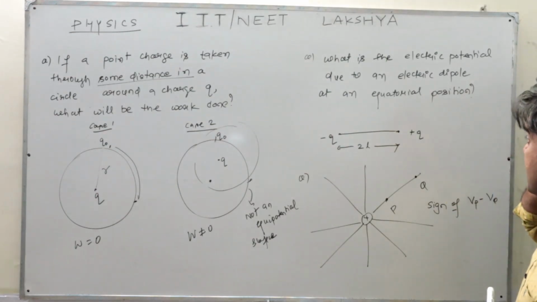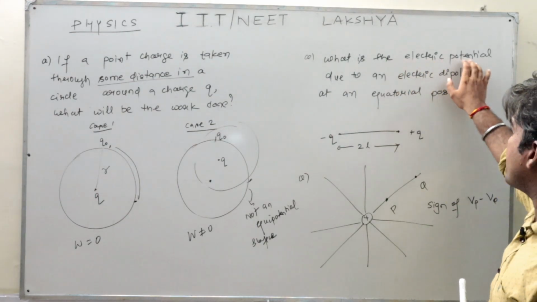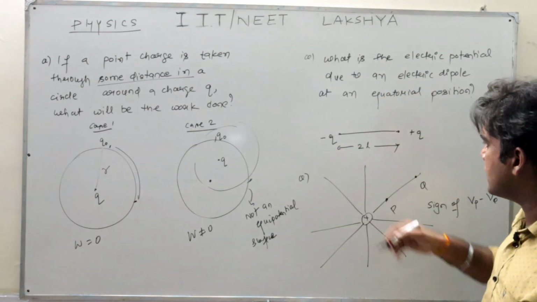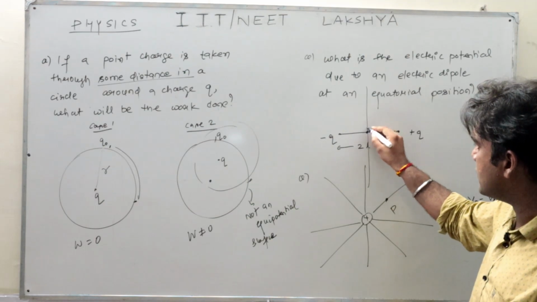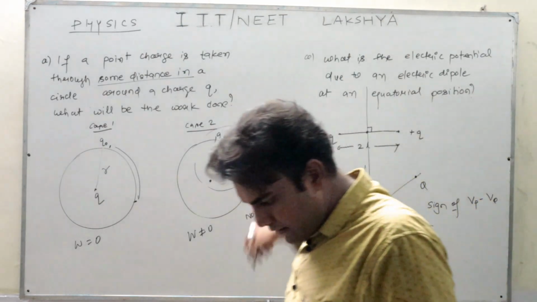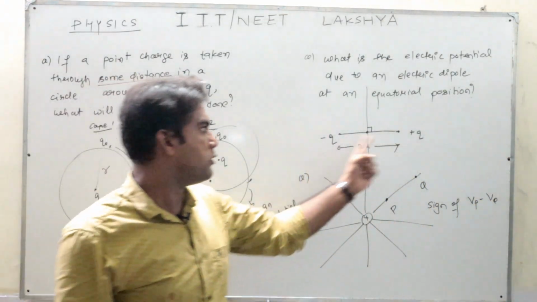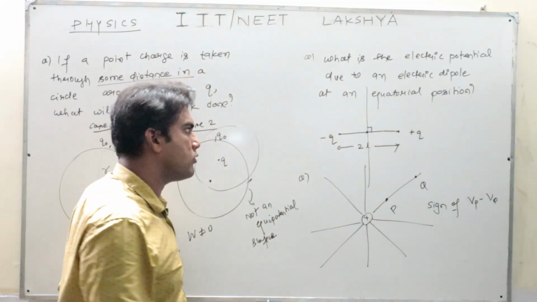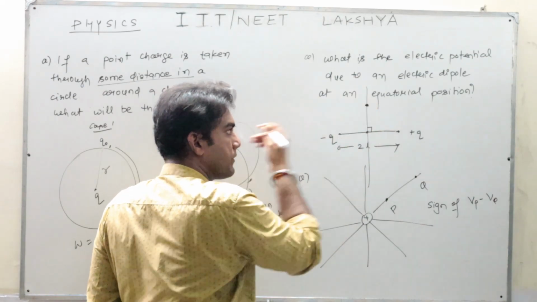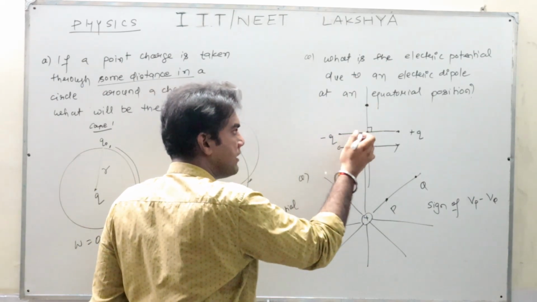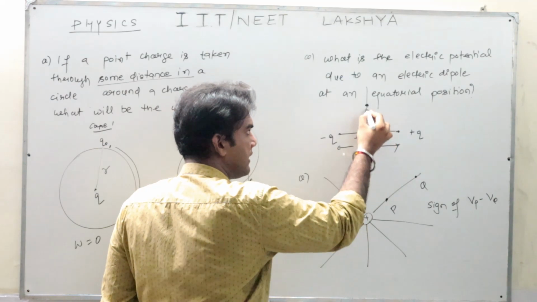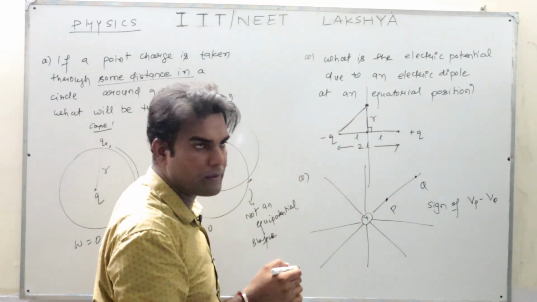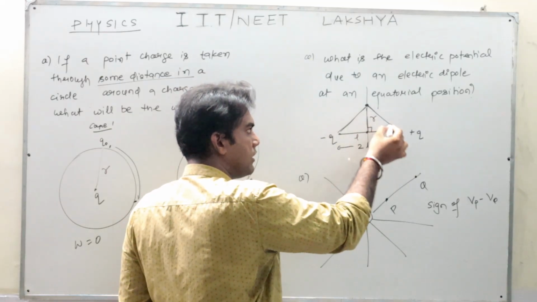So they are asking the electric potential due to an electric dipole at an equatorial position. This position is the equatorial position, on the perpendicular bisector; this position is the axial position, and this is the equatorial position. Suppose here you are asking what is the potential. If you see carefully, this distance is L, and this distance is also L. Let us say this distance is some r. So this distance will be under root L square plus r square, and this distance is also under root L square plus r square.